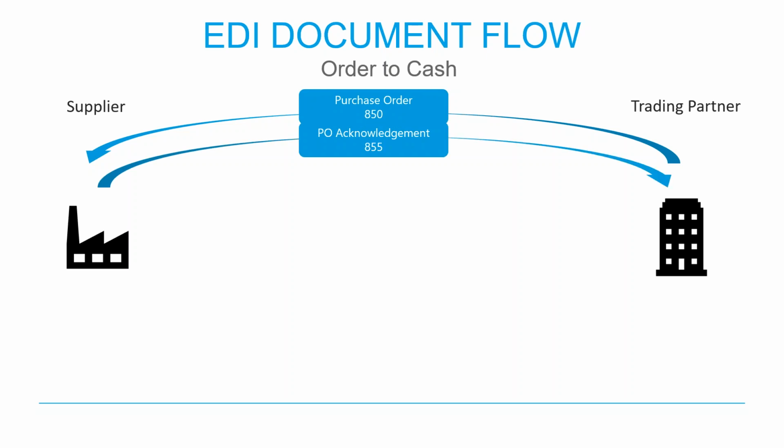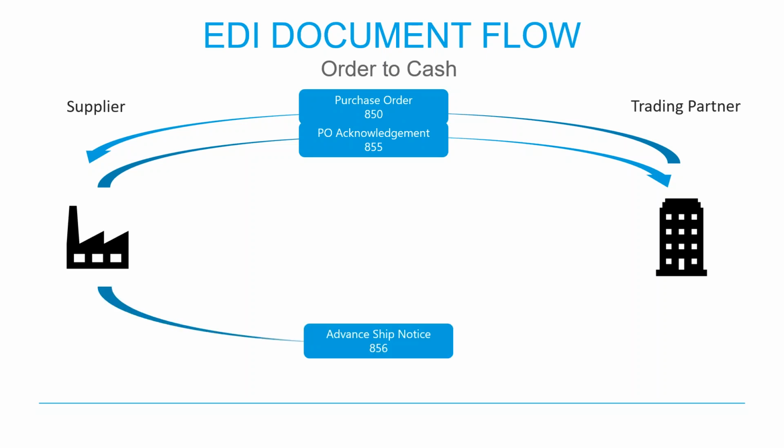In response, the supplier sends the PO acknowledgement, or 855, to acknowledge that they received and accepted the PO. Sometimes the PO acknowledgement includes acceptance information at the line level, depending on the trading partner requirement. The 855 can be set up to be sent automatically on receipt of a PO. So if you always are accepting all of the orders, you can have that set up automatically.